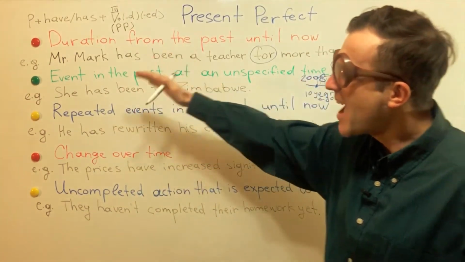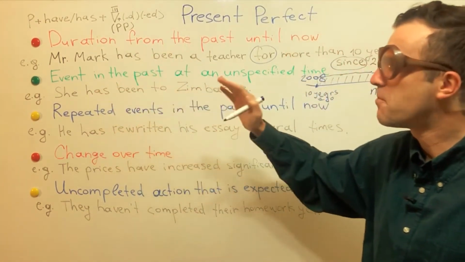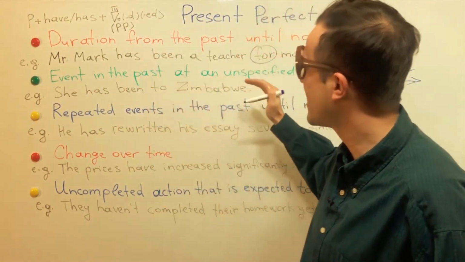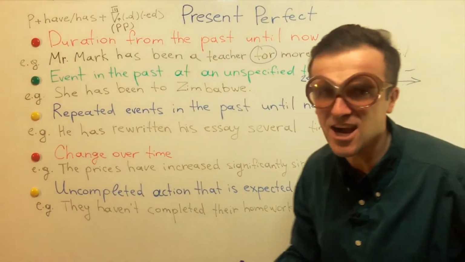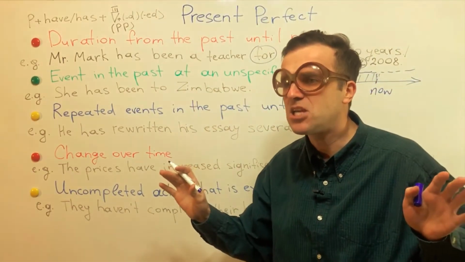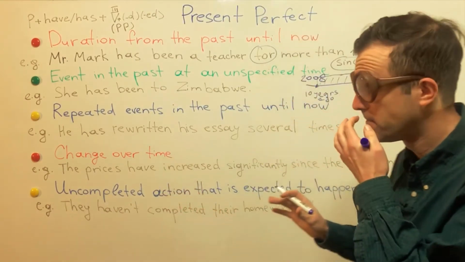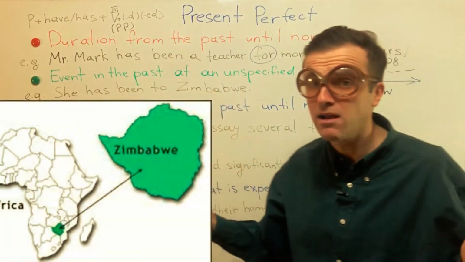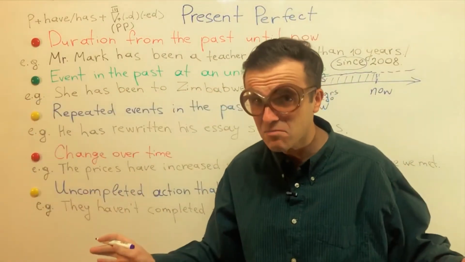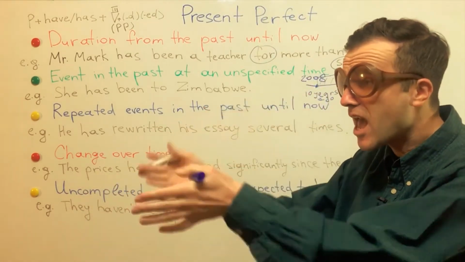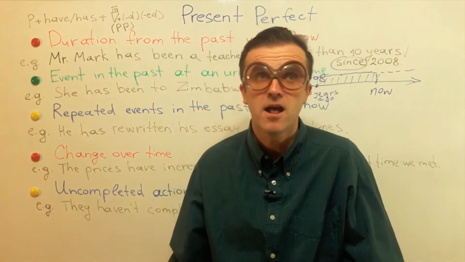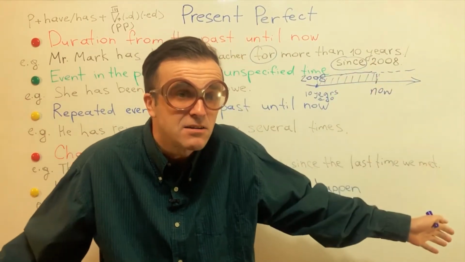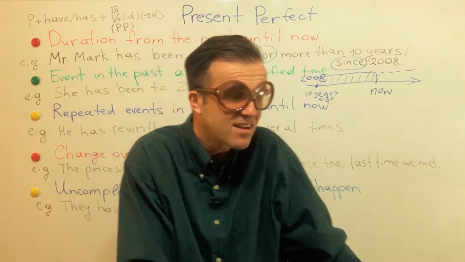So, next, the second way of using the present perfect is event in the past and an unspecified time. So, the time is not specified at all. So here is the example. She has been to Zimbabwe. Nobody knows when, but she says that she has been to Zimbabwe. I have been to the movies. Nobody knows when, but I have been, yeah?